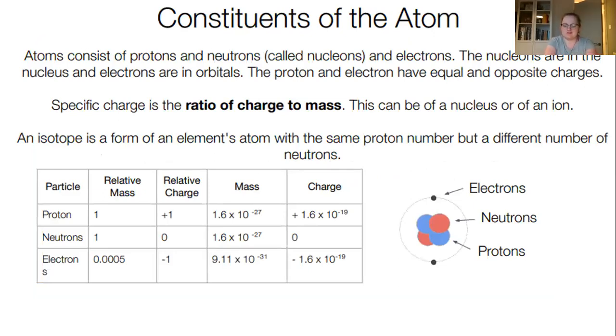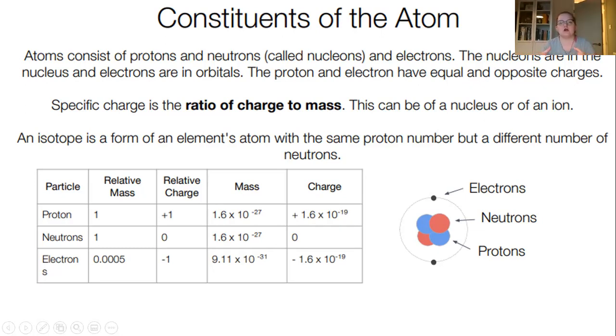So, constituents of the atom. I'll just have a quick talk through this. This is stuff that we have already covered multiple times now. Our atoms, as you know, consist of protons and neutrons. When we combine those two together, we call them the nucleons. So obviously we can have our proton number, or we can have our nucleon number. And also we have our electrons. Our nucleons are in the nucleus, and our electrons, as you know, are in orbitals around the outside. The proton and electrons have equal and opposite charges, as we know.